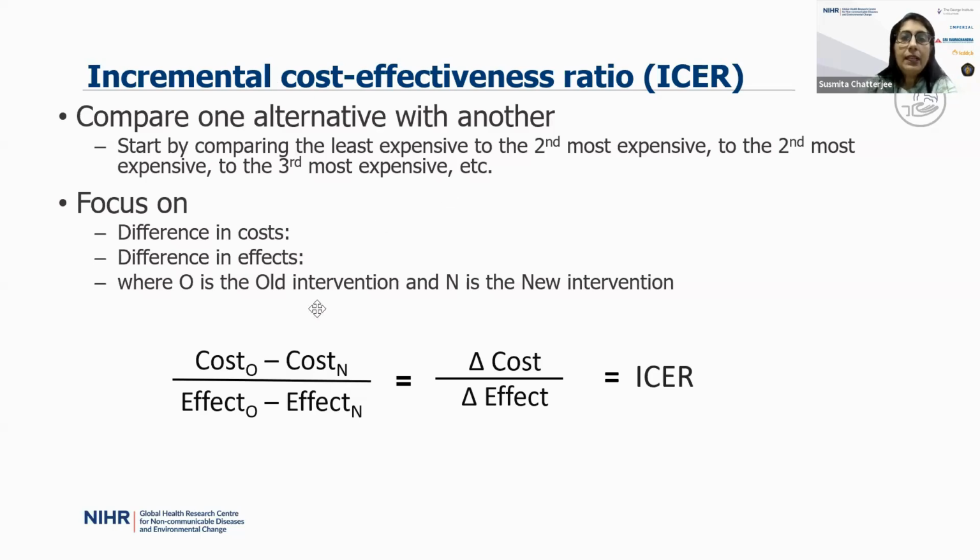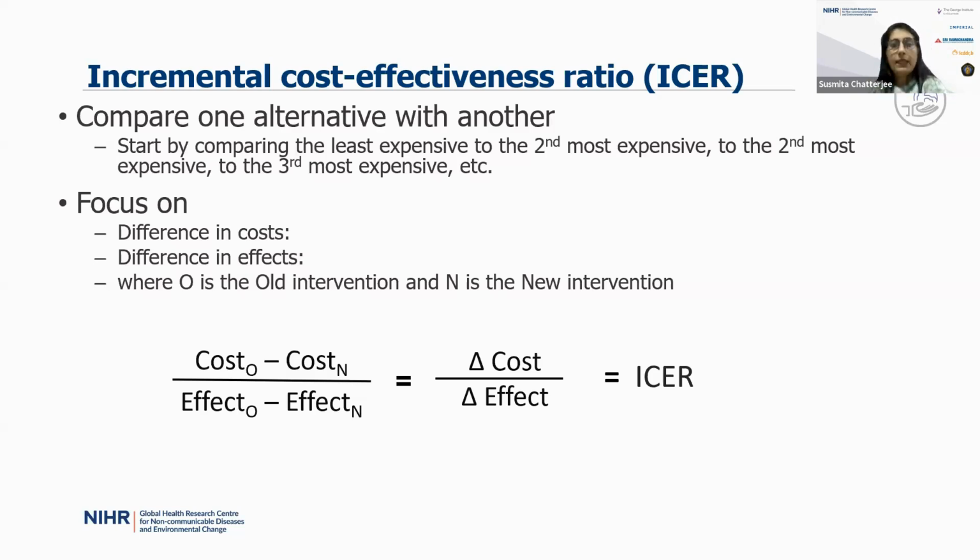So the formula, the incremental cost effectiveness ratio, ICER, this is the last thing you are going to report. What is the formula for that? It is a simple formula, even if you have multiple options. You have this comparison, right? You have cost O minus cost N. What is cost O? It is the old intervention. Old intervention does not mean that there is an intervention. It could be, as I said, the current situation with which you are comparing. And then effect O minus effect N.